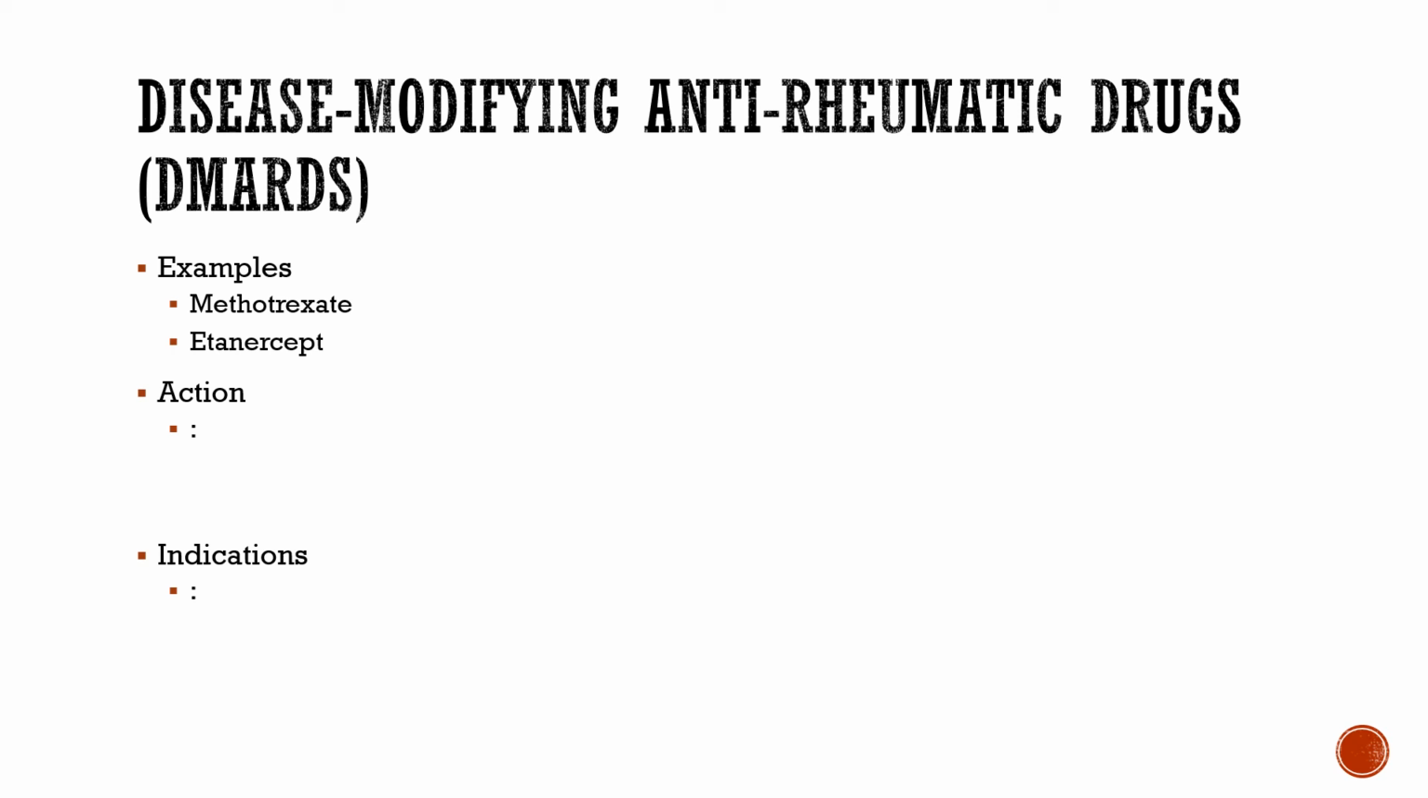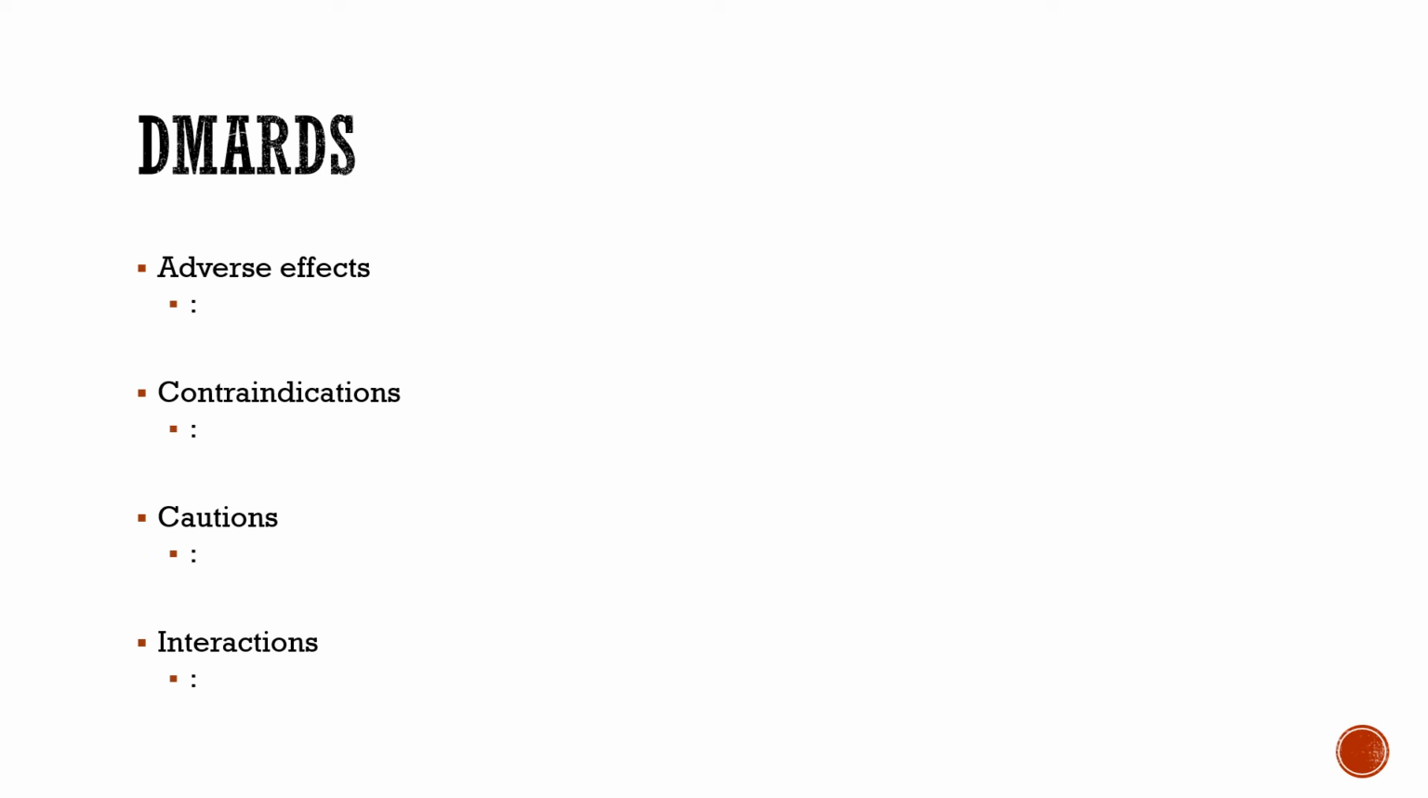DMARDs are used for autoimmune diseases. So if they're used for autoimmune diseases, you can imagine the adverse effect is immunosuppression. Also can cause some liver damage and bone marrow suppression. Contraindicated, of course, in an active infection. If you're immunosuppressed, that active infection can become worse, so we would certainly not want to give it to anybody with an active infection. Be careful in people that already have bone marrow suppression, and it can interact with other immunosuppressant drugs like corticosteroids.